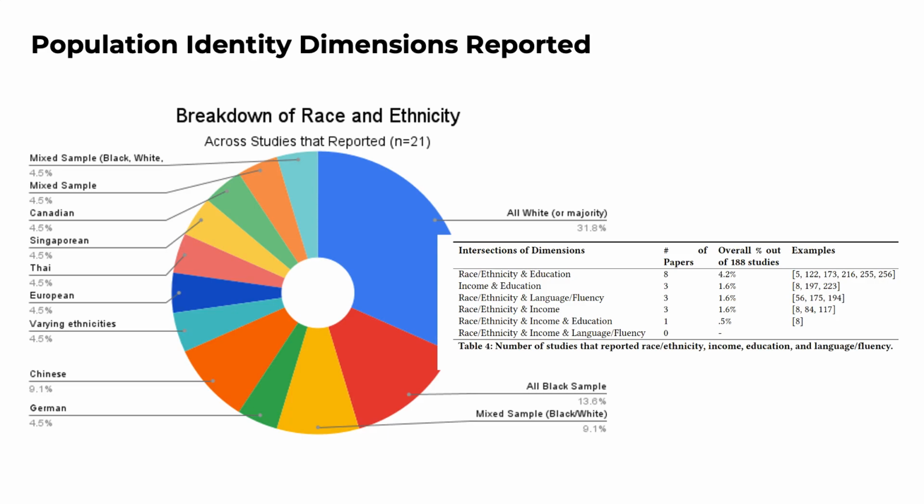We also noted which papers reported intersections of dimensions such as race, ethnicity, education, and income, as these are dimensions that engage the unique experiences, attitudes, and linguistic nuances of various cultural groups. Only one paper out of the 174 reviewed reported the intersection of these dimensions, and 8 reported the intersection of race and education.